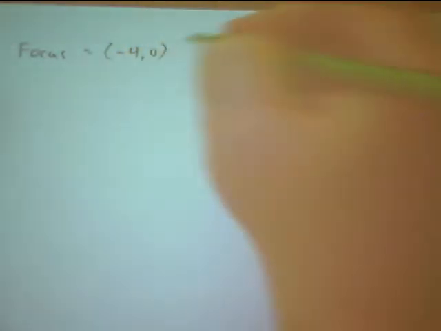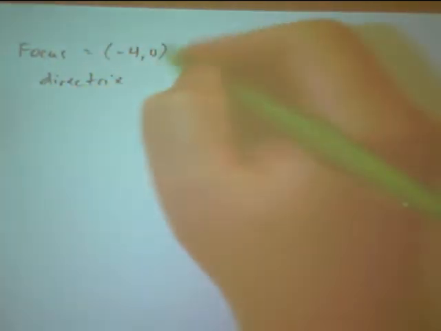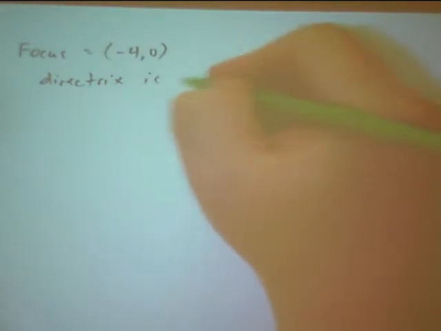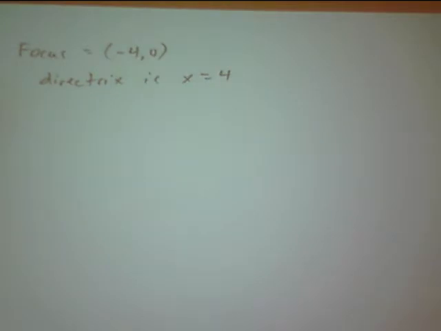So how about they say that the focus equals (-4, 0), and the directrix is x = 4. I strongly encourage you, with these kinds of problems, to go ahead and try to graph whatever you can, because it may help you see it and it may keep you from making mistakes.